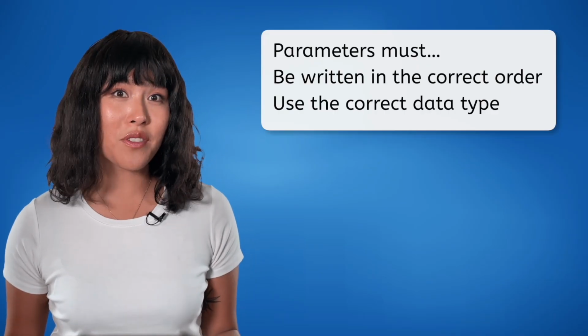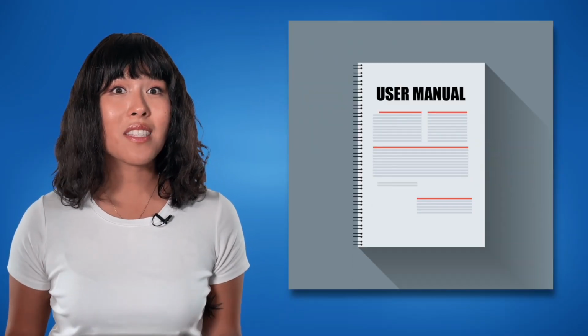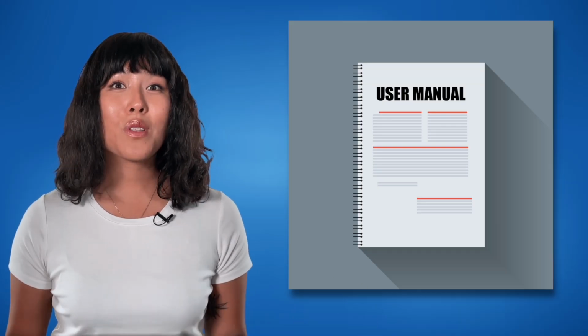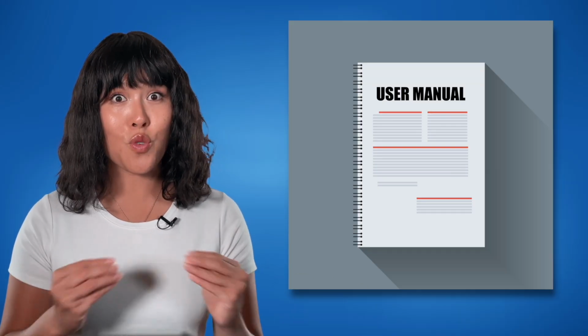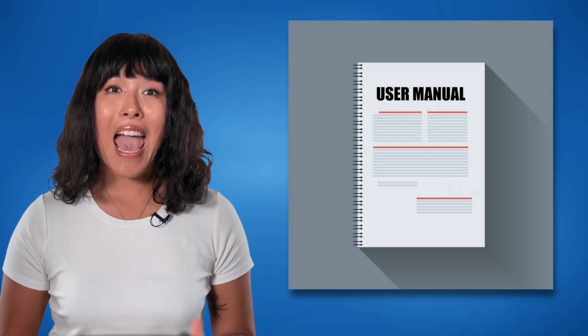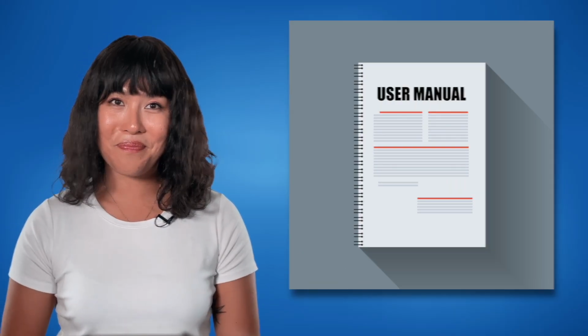When using new functions, it is important to read the documentation, which is just like this manual I have here for the juice machine. It will tell you all the details you need to know about any new functions you want to use and how to use them.